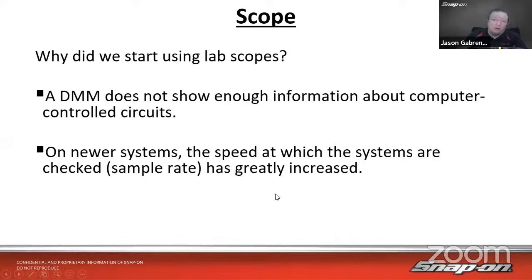So we think about newer cars, and even newer than what we're talking about here, '96 and newer. The speed that the systems are checked, they call that the sample rate. On a car's computer, on the input side, it's going to sample those signals a certain number of times per second, however fast the processor is able to do so. Then it takes that sample and makes its calculations, and then it sends out the data. So it's a lot faster than it ever used to be before.